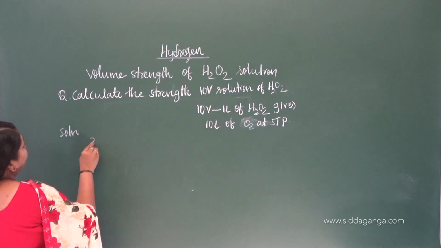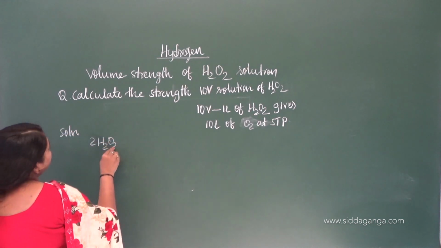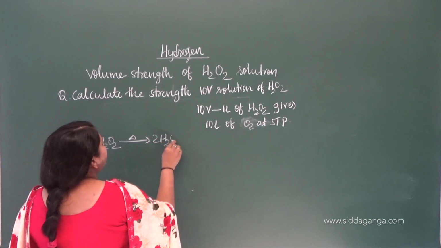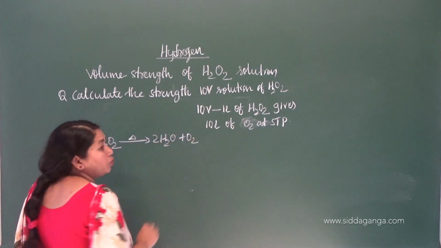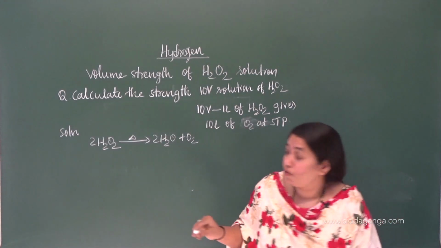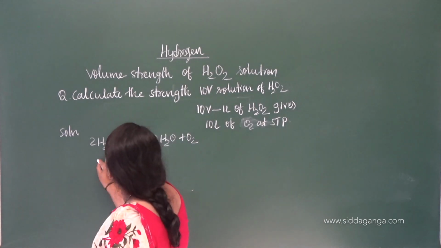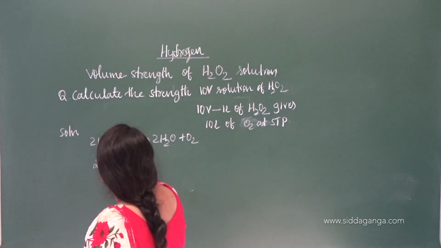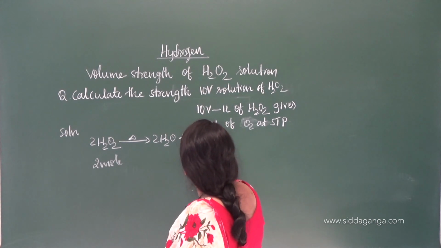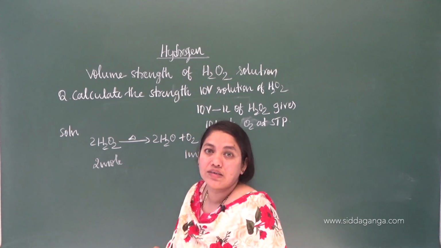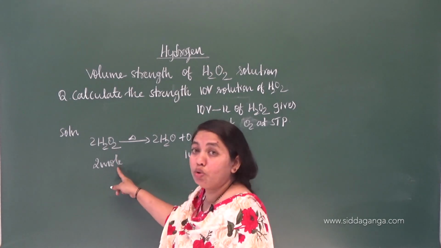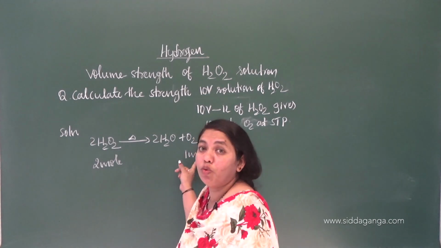So for that, write down the equation: 2H2O2 on heating decomposes to produce 2H2O plus O2. If you write in terms of moles, 2 moles of H2O2 on decomposition produces 1 mole of oxygen. Are you getting it? This is from the equation.